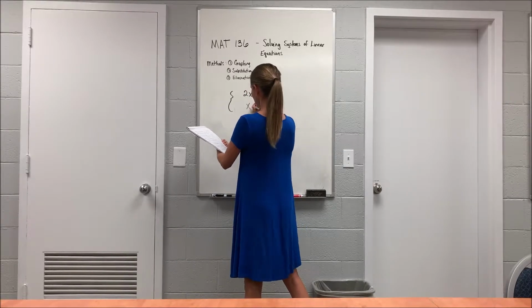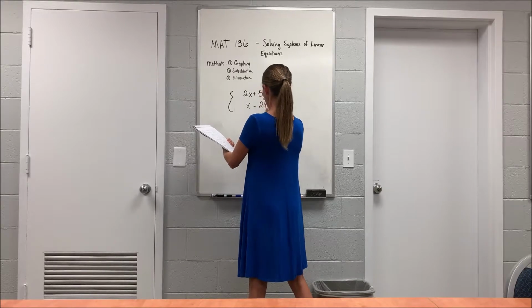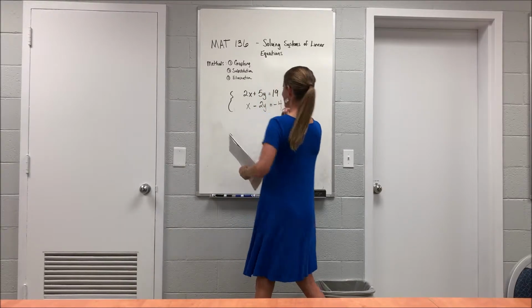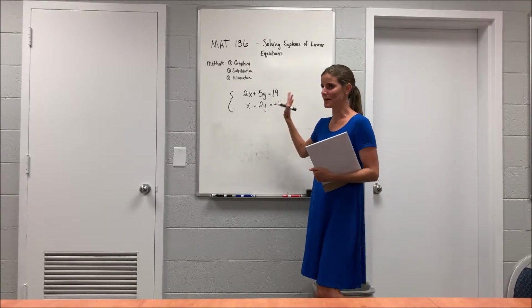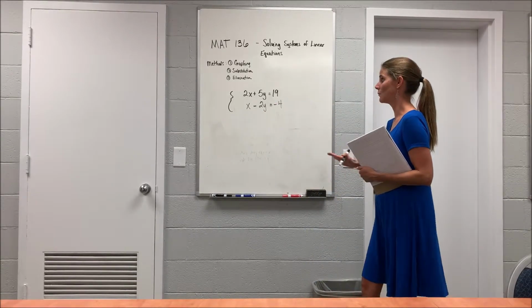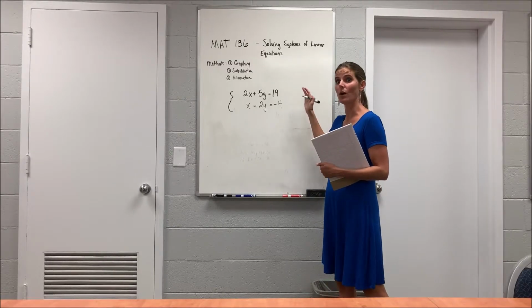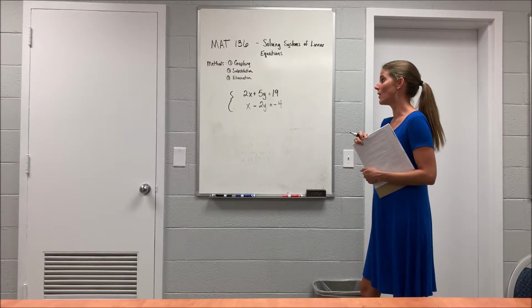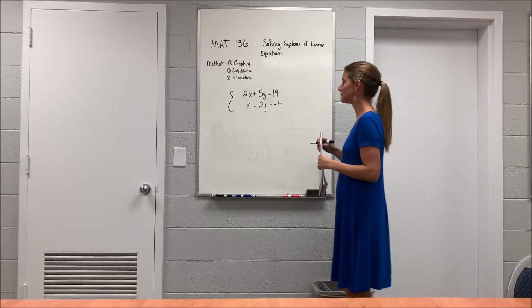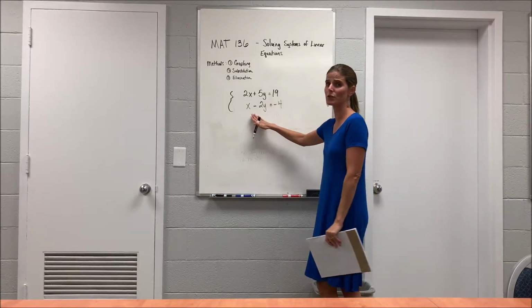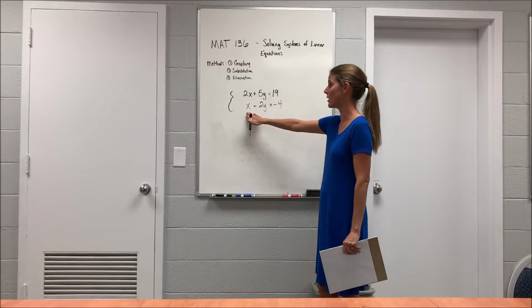And I think I may have actually misspoke earlier. I think I said that when they're both in this form that substitution was the easiest, but elimination is actually the easiest when they're both in standard form. If one of them or none of them are in standard form, if they're solved for a variable already, then substitution will be easiest.